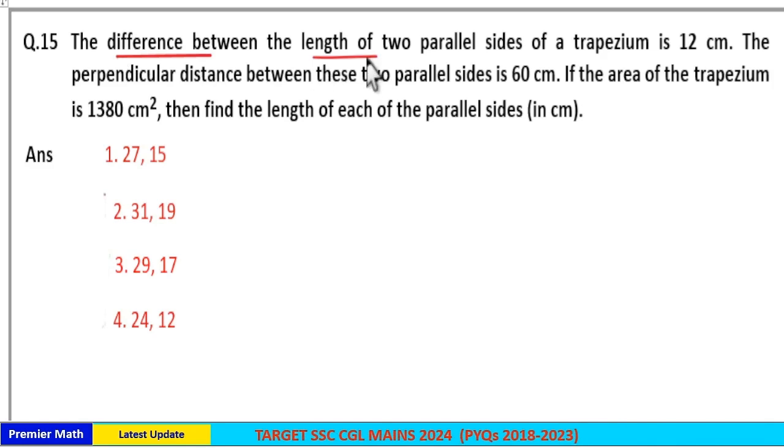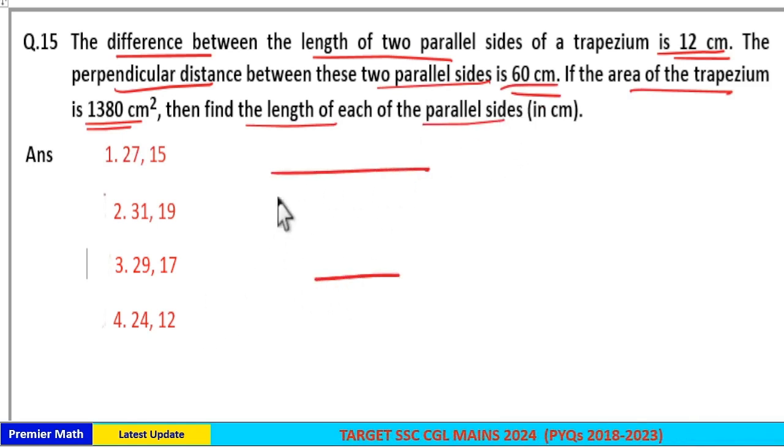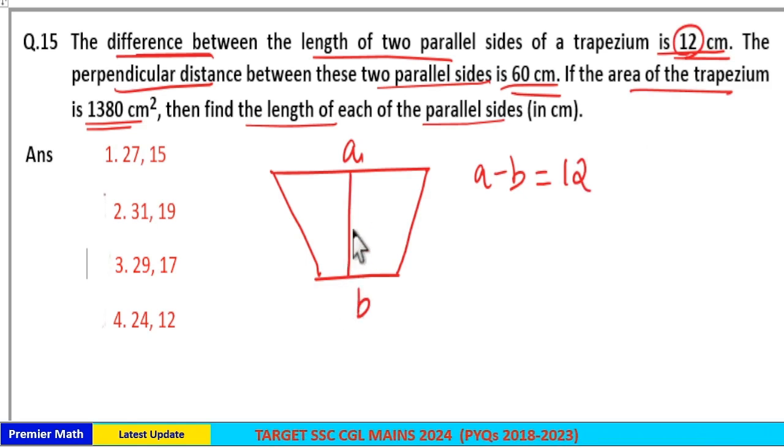The difference between the lengths of two parallel sides of a trapezium is 12 cm. The perpendicular distance between these two parallel sides is 60 cm. If the area of the trapezium is 1380 cm square, find the length of each of the parallel sides. Here this is the trapezium. Consider these two parallel sides as A and B. Now the difference between the lengths of the two parallel sides, that is A minus B, is equal to 12 cm. And here the perpendicular distance between these two parallel sides is 60 cm. And area is given 1380.